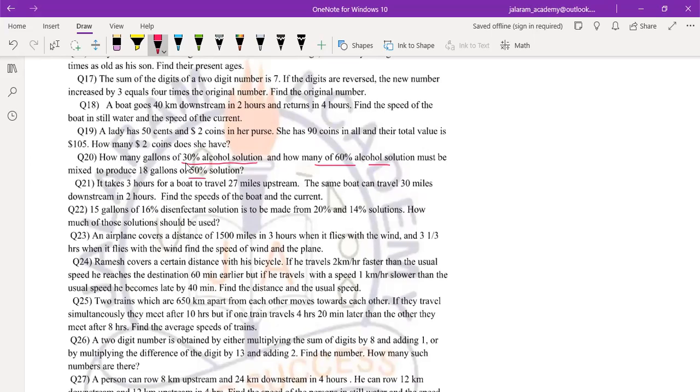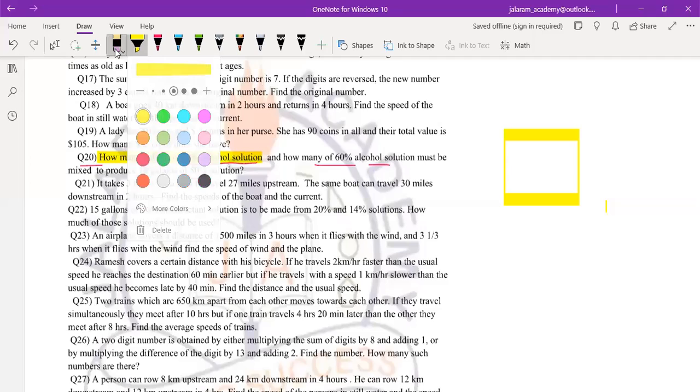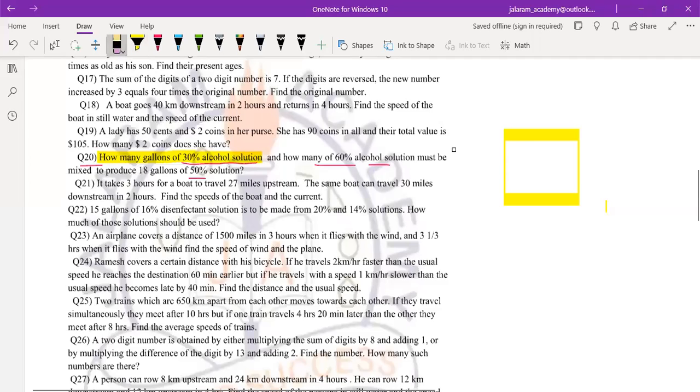How many gallons of 30% alcohol solution? This is question number 20. How many gallons of 30% alcohol solution? 30% alcohol solution means what? Do you know the meaning of 30% alcohol solution? It means that if there is a beaker or a bucket having 100-liter solution, okay, 100-liter solution.